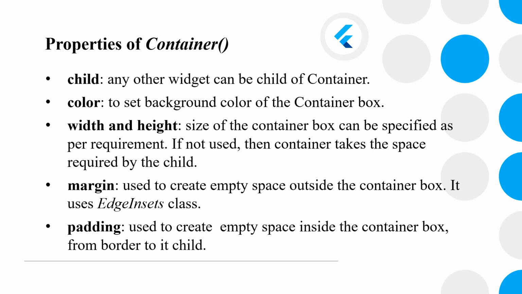If it is not used, then the container takes the space which could be required for its child, that is as per the child widget requirement. For example, text. As per the text requirement, the box will be created. Margin is used to create empty space outside the container box. It uses the EdgeInsets class. Padding is used to create empty space inside the container box from the border to its child.